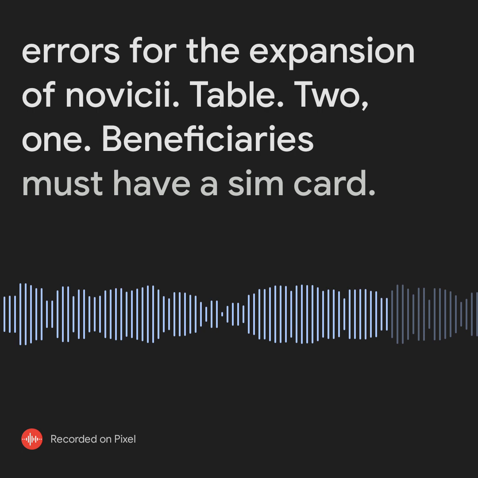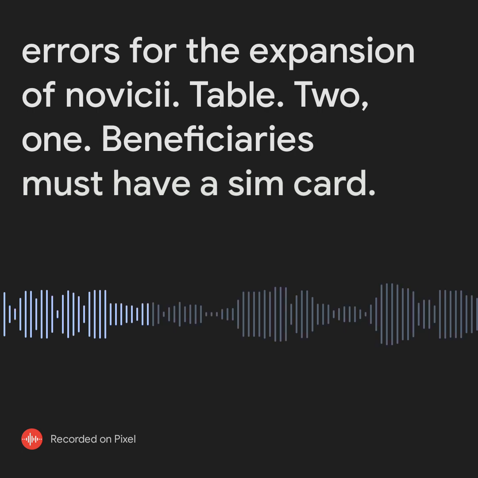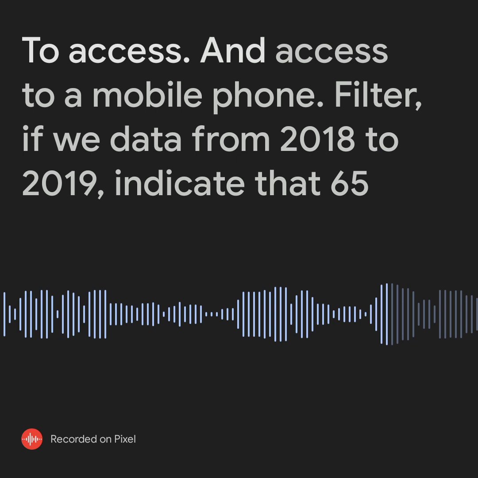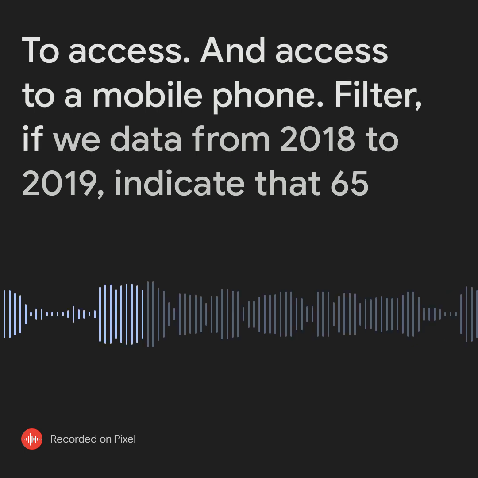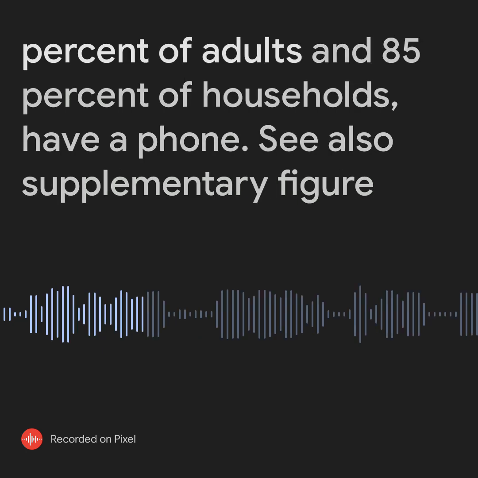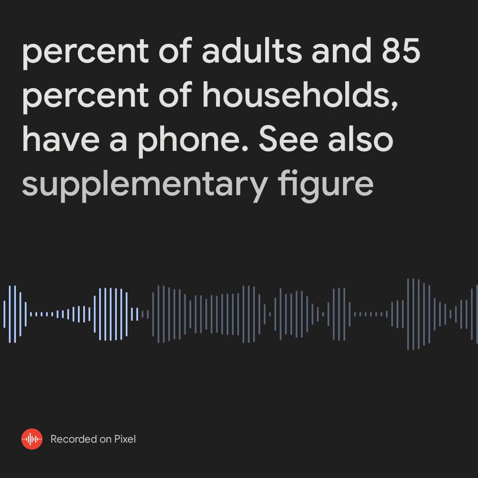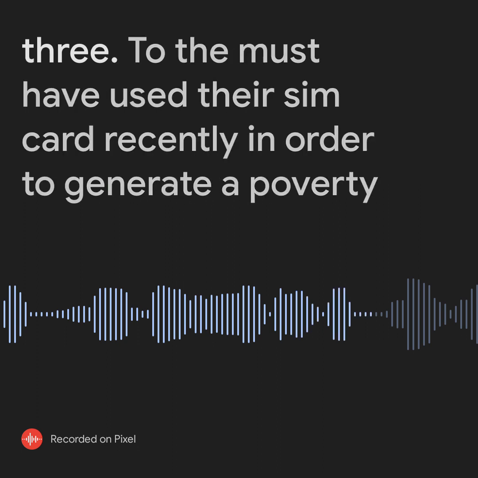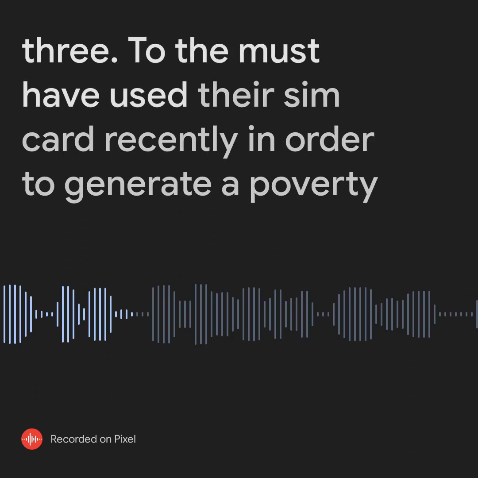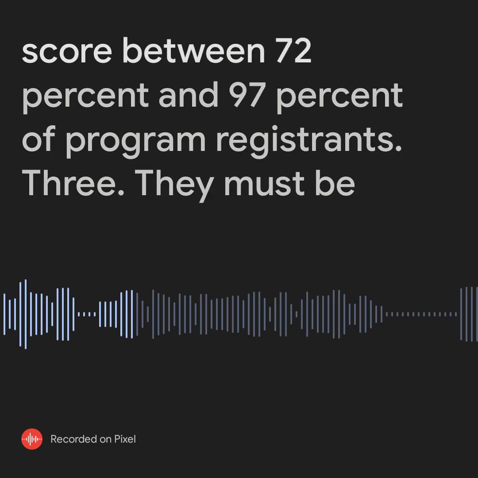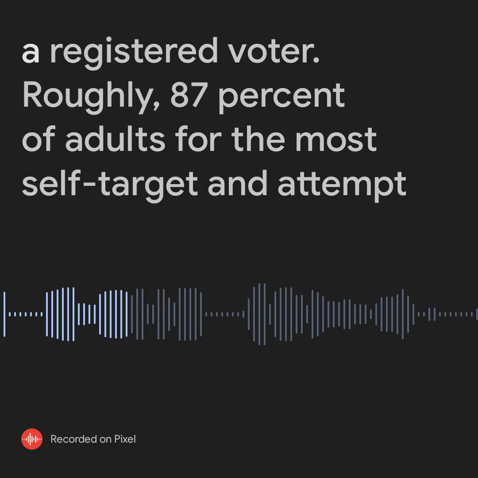Table 2. 1. Beneficiaries must have a SIM card to access a mobile phone. Field survey data from 2018 to 2019 indicate that 65% of adults and 85% of households have a phone. See also supplementary figure 3. 2. They must have used their SIM card recently in order to generate a poverty score, between 72% and 97% of program registrants. 3. They must be a registered voter, roughly 87% of adults.